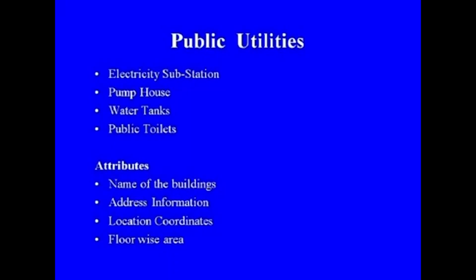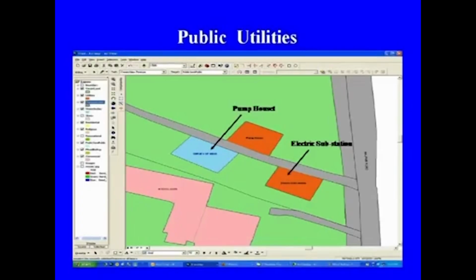Then we have the next category of information, and that is public utilities. The public utilities consist of electrical substation, pump house, water tanks, and public toilets. The attributes of these public utilities could be the name of the building, the address information, location coordinates and floor wise area. This particular slide shows the location of some of the public utilities, such as pump house or electrical substation.